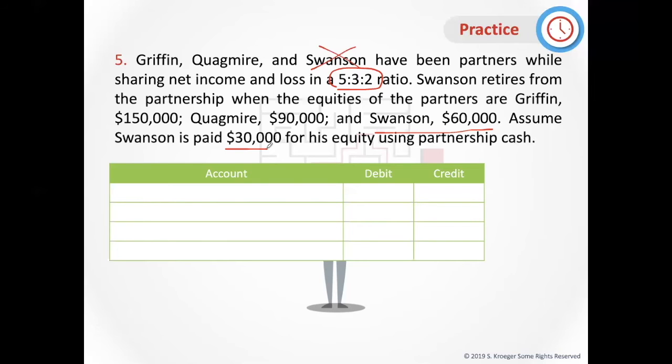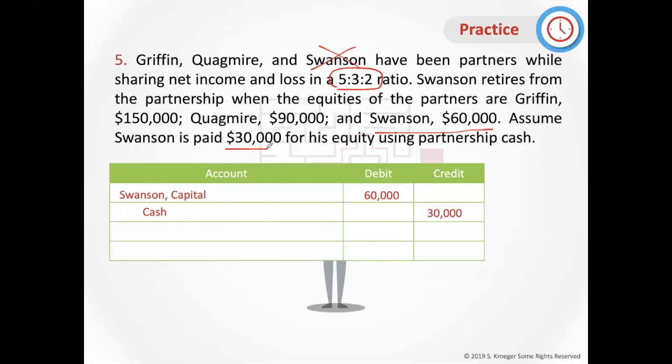To do this journal entry, we'll follow the steps I just laid out. First, we get rid of Swanson's capital account by doing a debit to his capital account in the full amount that he has. He has a $60,000 account. He is no longer a partner. We want to get rid of that whole thing in order to remove him from our books. How much cash are we giving him? We are giving him $30,000 cash. As you can see, my debits and credits don't equal. They are off by $30,000 because he is basically losing $30,000.